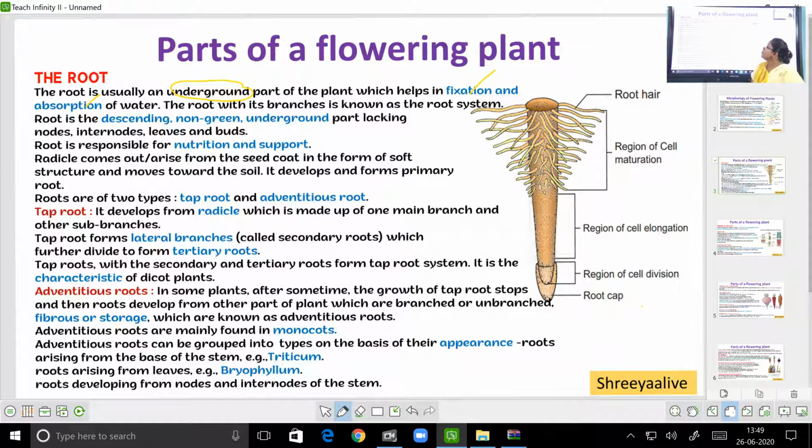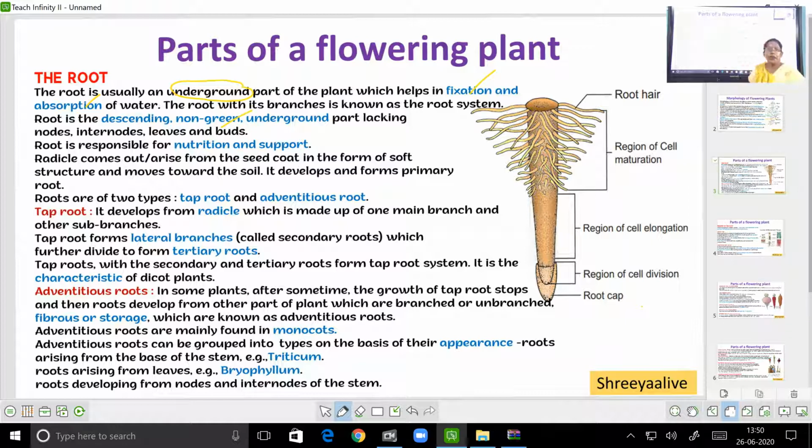The second important function is absorption. The main function of the root is to absorb water and nutrients, maybe micronutrients or macronutrients present in the soil. These are the two important functions of the root. The root with its branches is known as the root system, and these roots are descending.